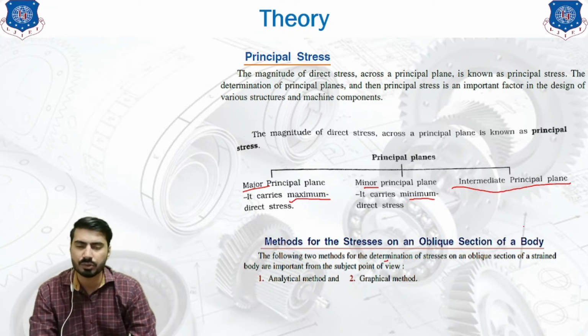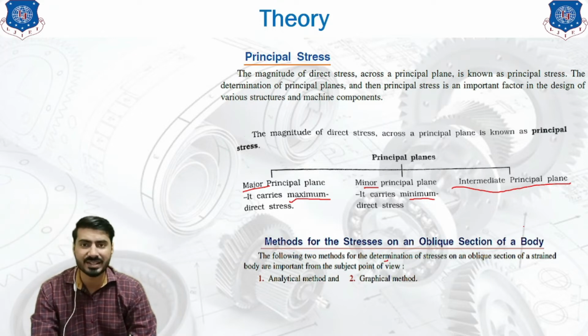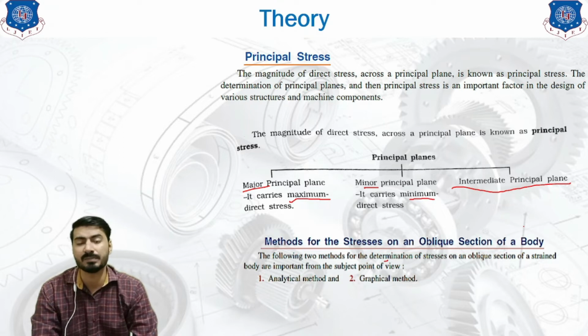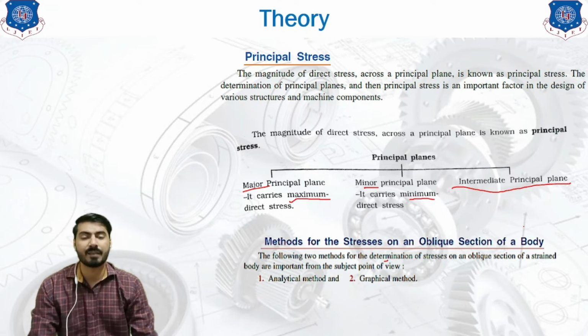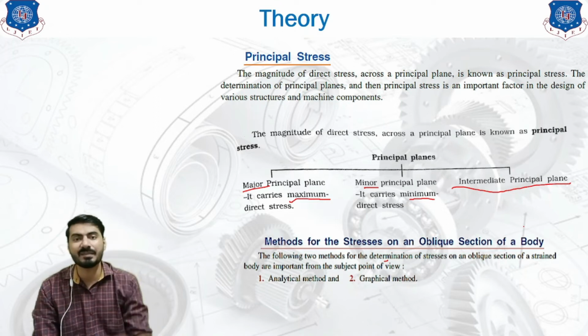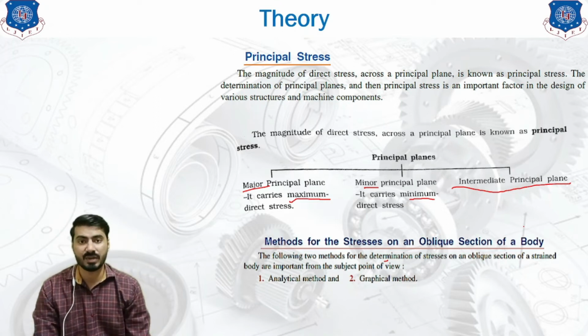So we are going to understand the methods to calculate the stresses on an oblique plane. Why do we need these methods? Because we don't know which plane will work as a principal plane. In your body, there might be a vertical plane, a horizontal plane, or an inclined plane where the shear stress value is 0.